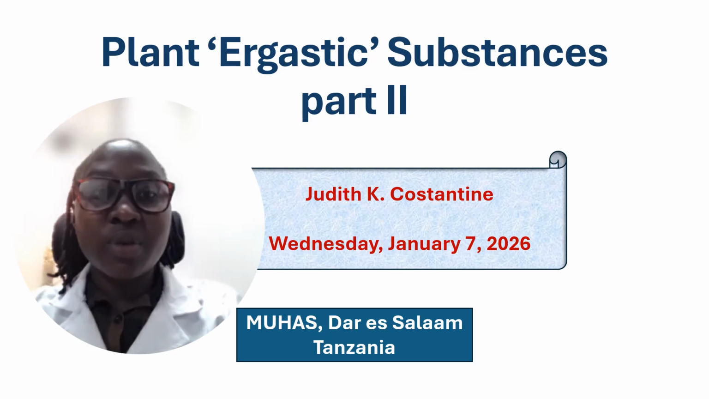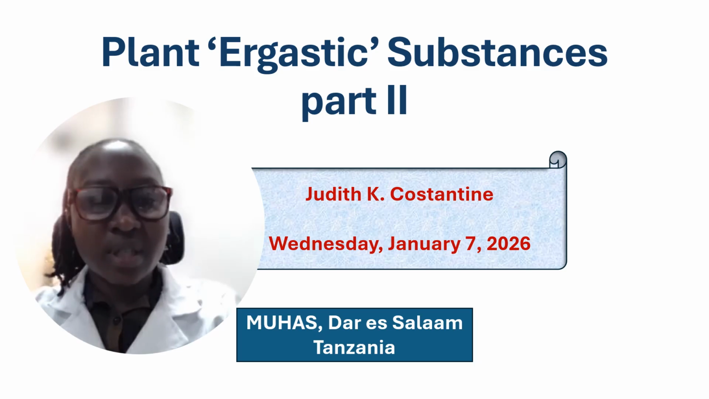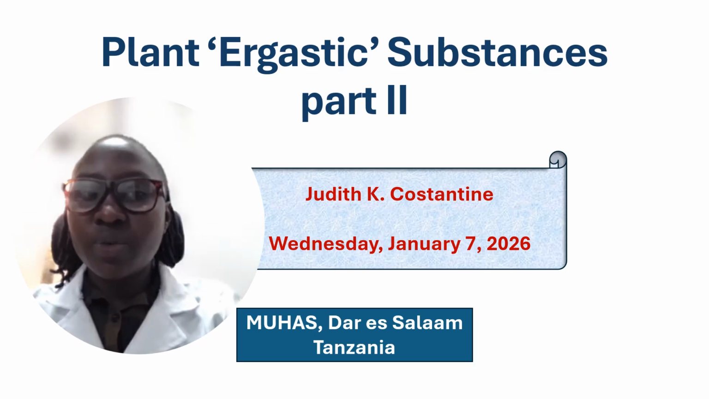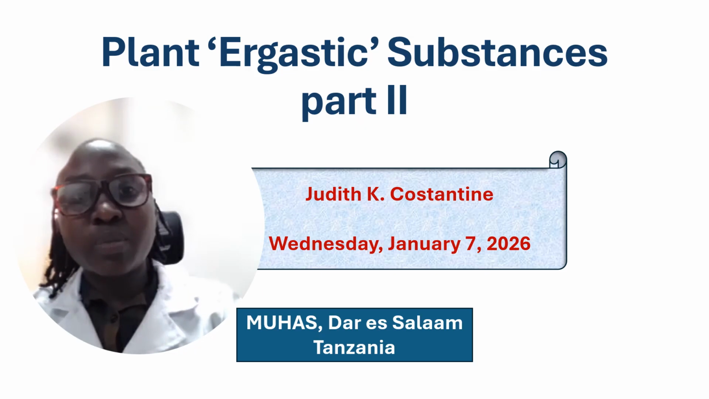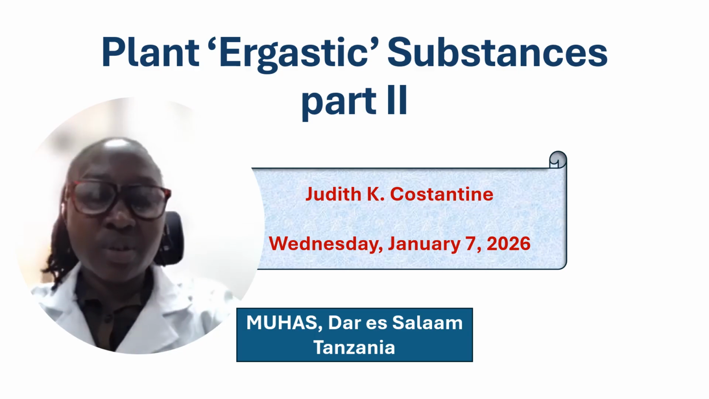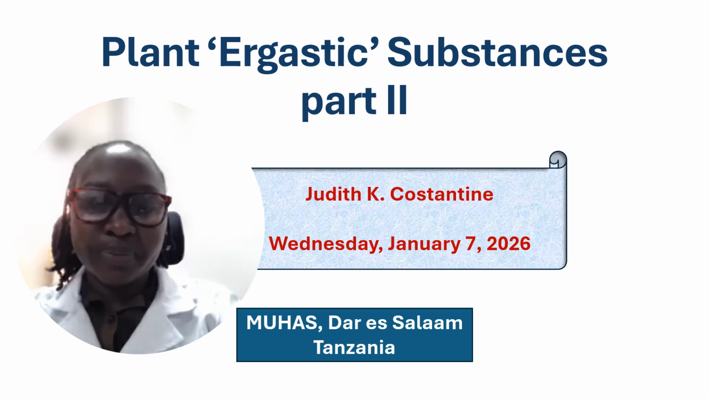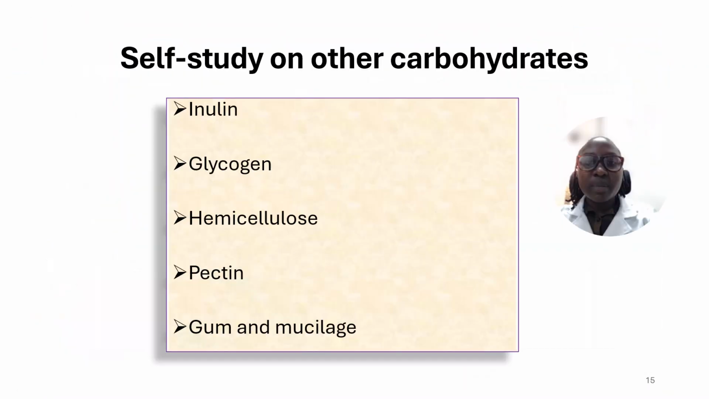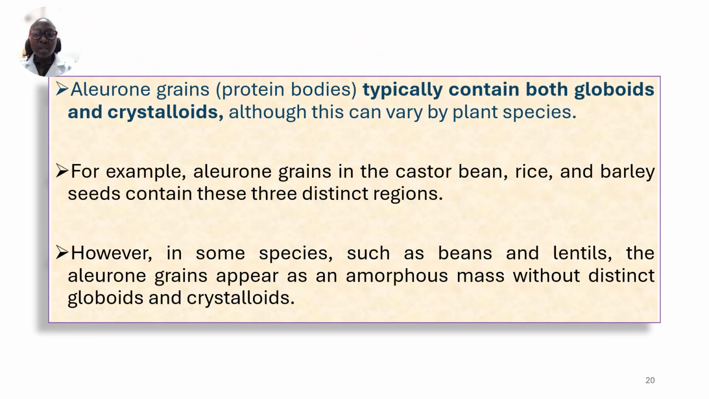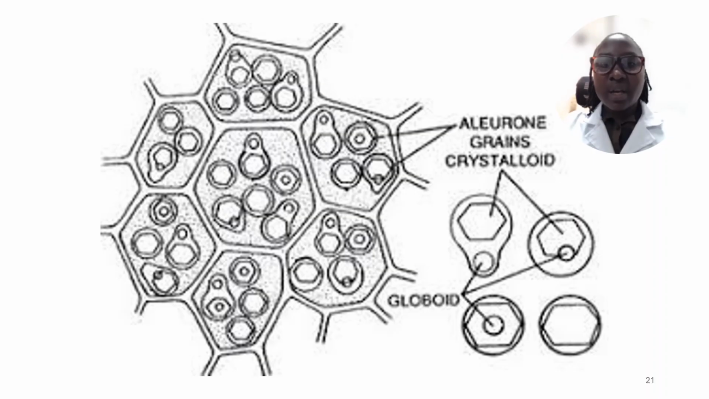And today I'll be with you in part 2 of plant ergastic substances. Remember, we did part 1 of plant ergastic substances, and if you haven't, please get back to part 1, then we'll come to part 2 and part 3. You are welcome. We discussed a lot about these substances, and we ended up with protein bodies, where we saw the aleurone grains, the crystalloids, and we were able to differentiate between the two.